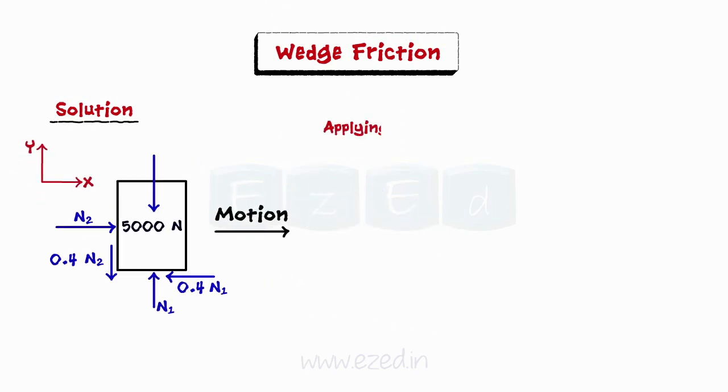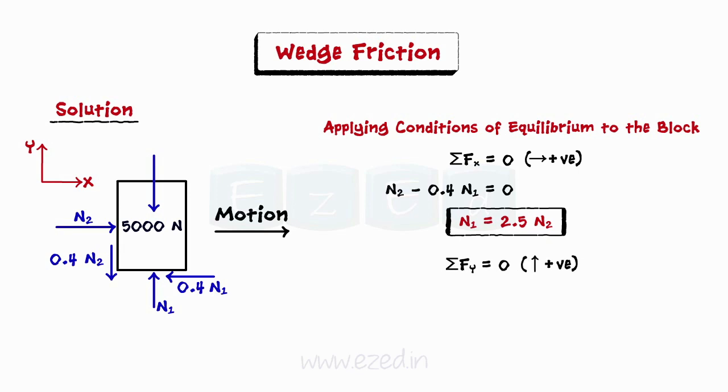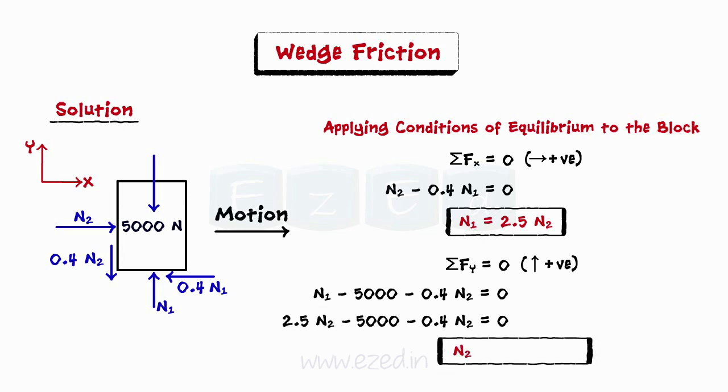Now, we will apply conditions of equilibrium to the block. We will first equate the summation of all forces in the x direction to 0. Thus, we will be able to find an equation which gives us a relation between the normal reaction offered by the ground and the normal reaction offered by the wedge A. Thus, we equate the summation of all forces in the y direction to 0. Thus, we find the magnitude of normal reaction offered by the wedge should be equal to 2380.95 newtons.